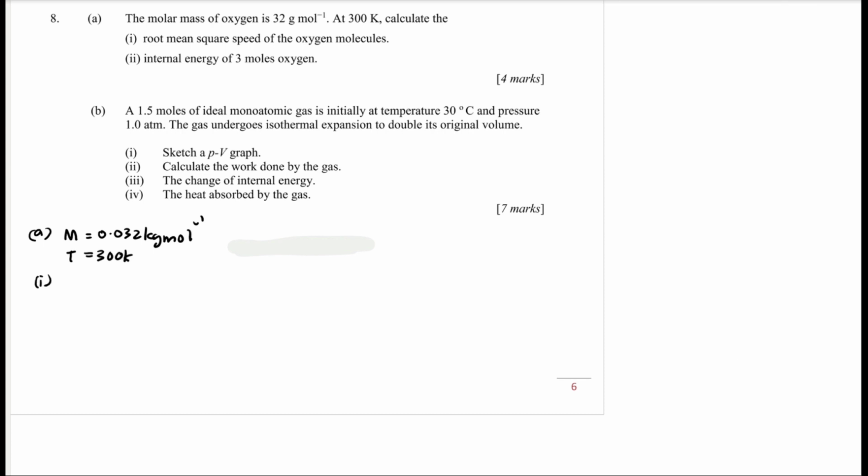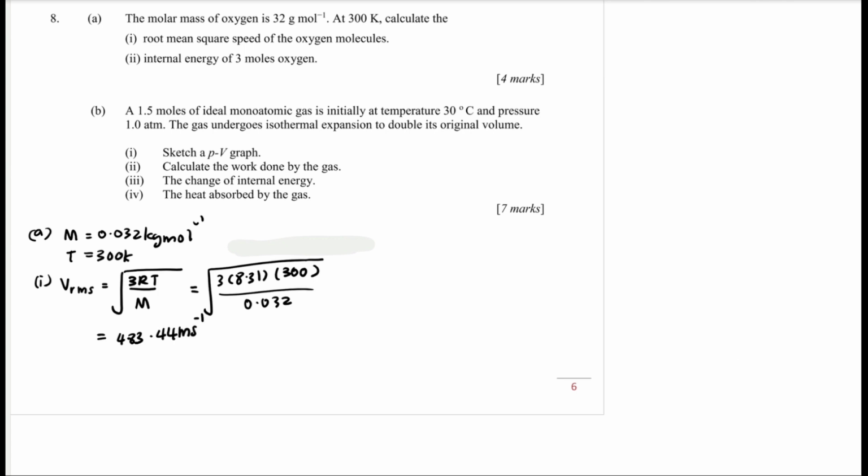This is very easy. The question is really straightforward. You can just directly use the equation of root mean square speed, where VRMS is equal to the square root of 3RT over M, because we have the temperature and the molar mass. So just substitute into the formula. Very easy. Make sure that if the temperature is given in degree Celsius, you change to Kelvin. And the molar mass must be in kilogram per mole. So the answer is equal to 483.44 meter per second. Don't forget the unit.